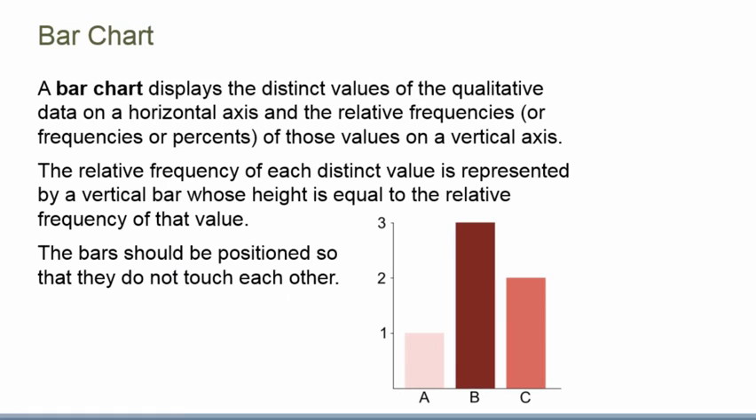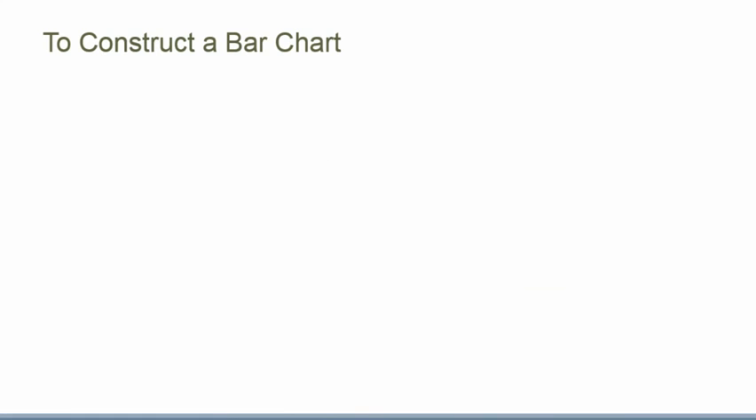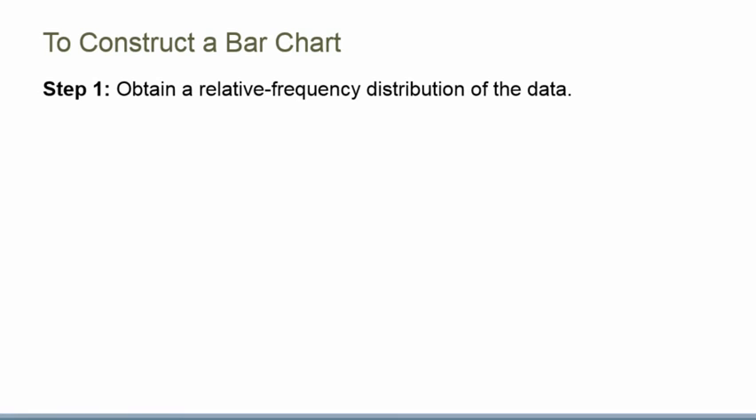So here's a picture of just a generic bar chart where I have A, B, and C, with a frequency of 1, 2, and 3, and the height of the bar tells me the frequency. To construct a bar chart, Step 1. Obtain a relative frequency distribution of the data.